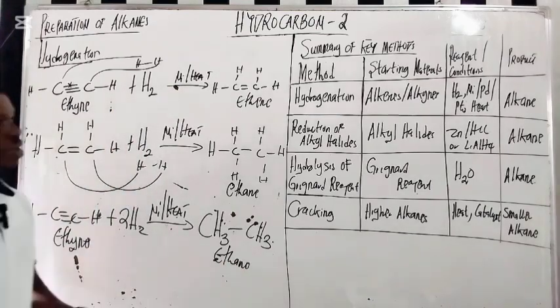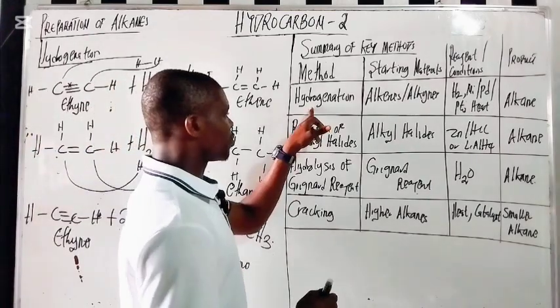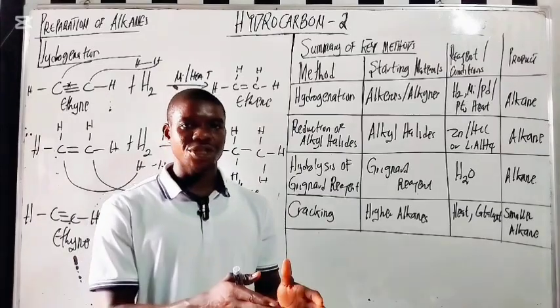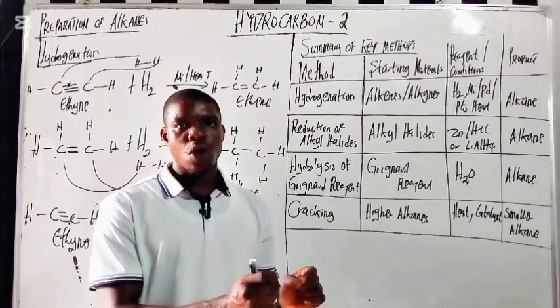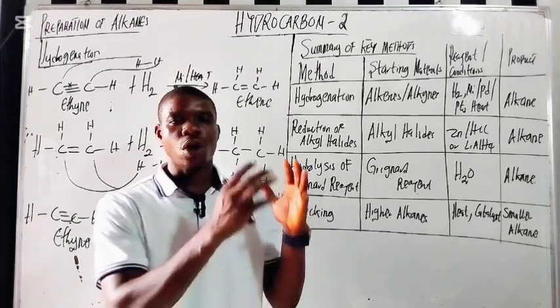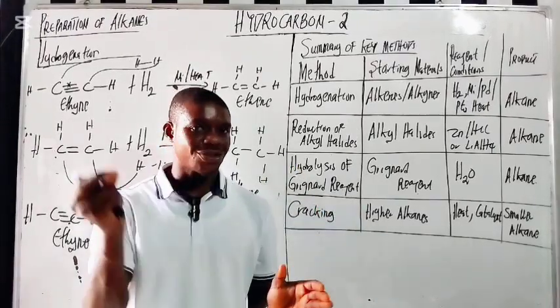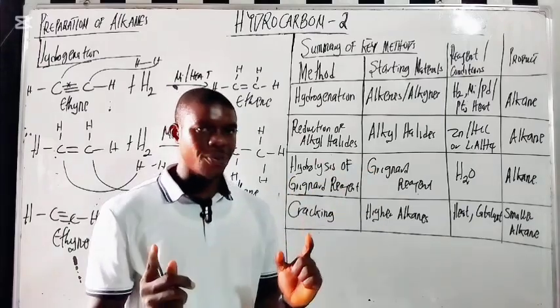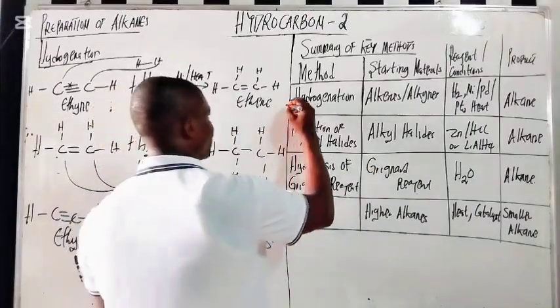Now, when we talk about hydrogenation, it means addition of hydrogen. Whenever you add hydrogen, you are breaking the pi bond or triple bond. You are converting an unsaturated hydrocarbon to a saturated hydrocarbon, because it is called an addition reaction. Hope you understand. So that is the first one here.